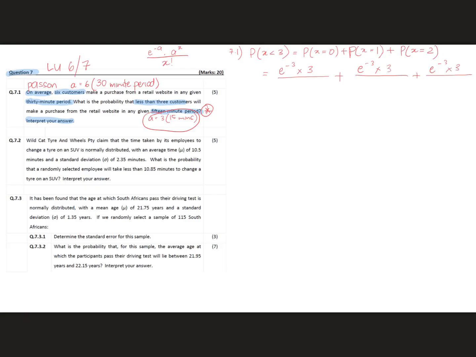And now this is where it's going to differ for each one. So it says to the power of x and then over x factorial. So the first time around, x is equal to 0. So it'll be to the power of 0 over 0 factorial. The next one is 1. So it'll be to the power of 1 over 1 factorial. And then it's 2. So it'll be to the power of 2 over 2 factorial. And you're done. That's it for your formula.